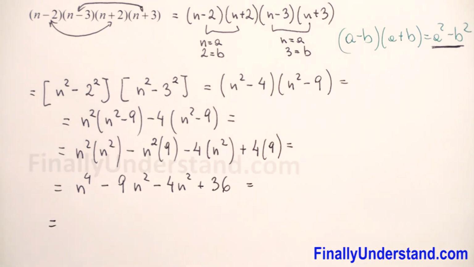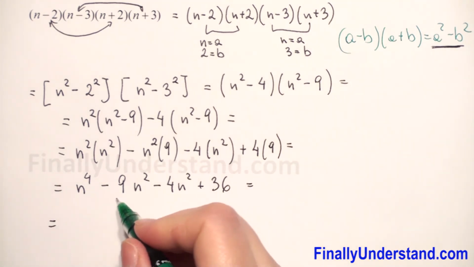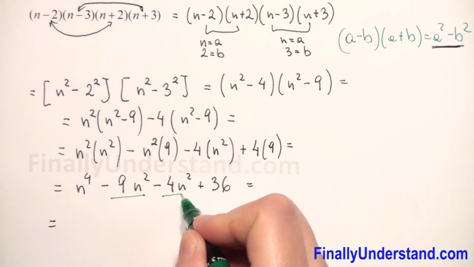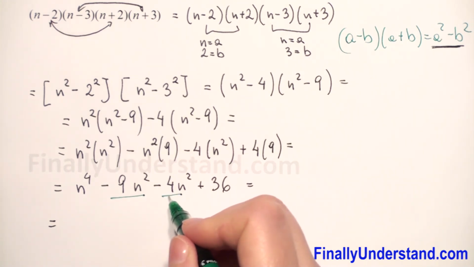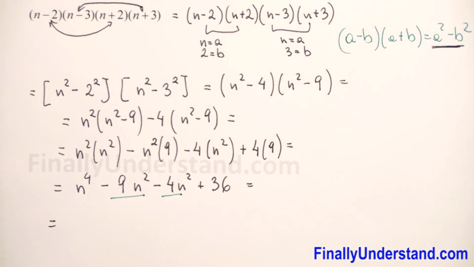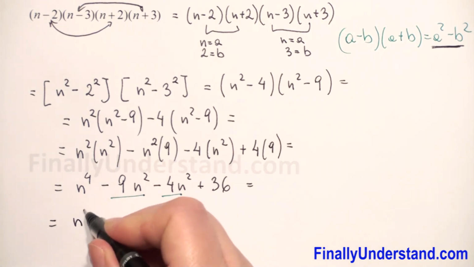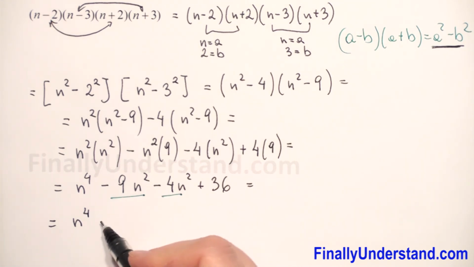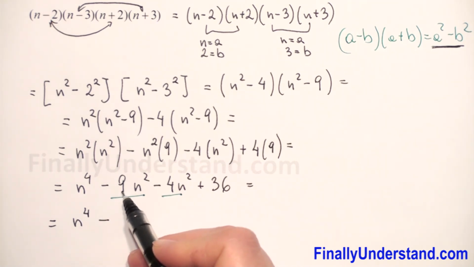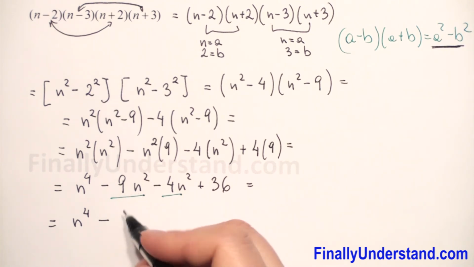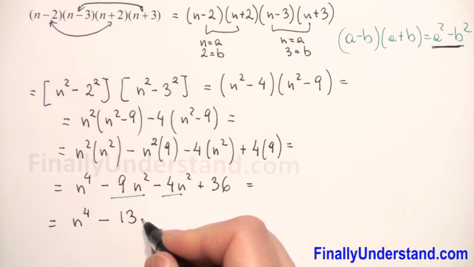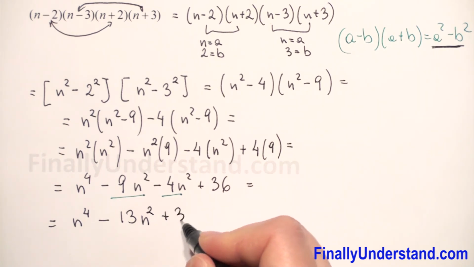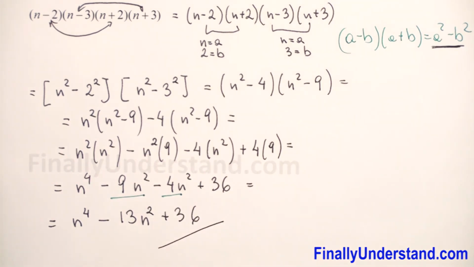Now we can combine the like terms. We have negative 9n squared and negative 4n squared. So we copy n to the fourth power. Both terms are negative, so we keep the negative sign, and we just add the numbers. 9 plus 4 is 13, and we rewrite the variable n squared, plus 36. This is my solution.